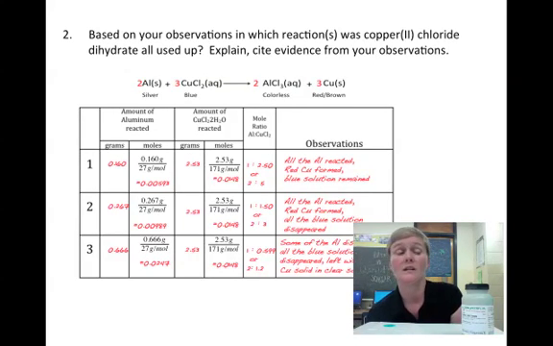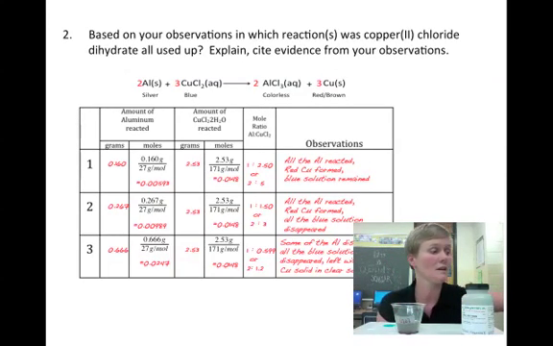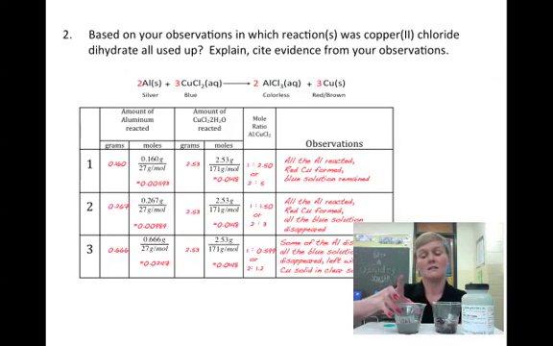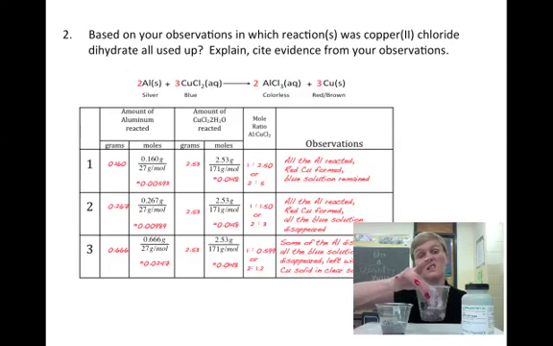Okay, next question is, based on your observation, in which reactant was copper chloride dihydrate all used up? Now remember, it was blue, so which one had no blue left over in the end? Okay, if you look at your observations, you'll see it was number 2 and number 3. The copper chloride blue solution was completely gone. In this case, there's nothing but product, and in this case, there's aluminum left over, but there's no blue copper chloride. So that's 2 and 3.